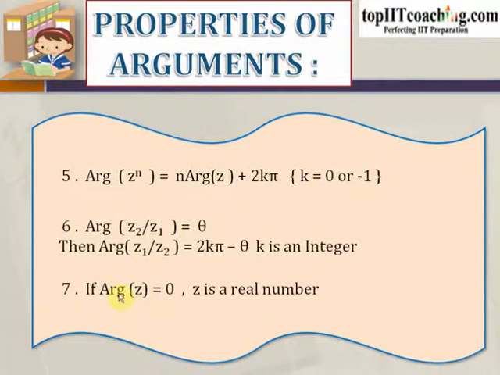The next property is: if the argument of z is equal to 0, then z is a real number. The argument represents the inclination of z with respect to the real axis. So if this argument is equal to 0, then z lies on the real axis, and so z becomes a purely real number. These are some of the very important properties of arguments, and you'll find these properties are very similar to the properties that we use in logarithms. So remembering them is quite easy.